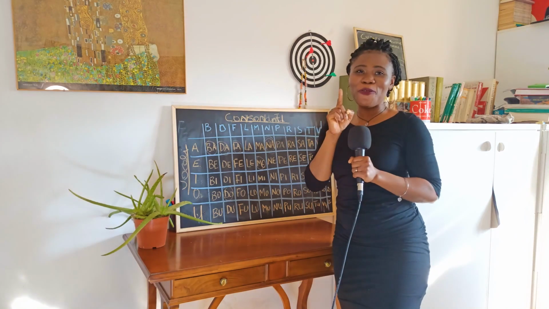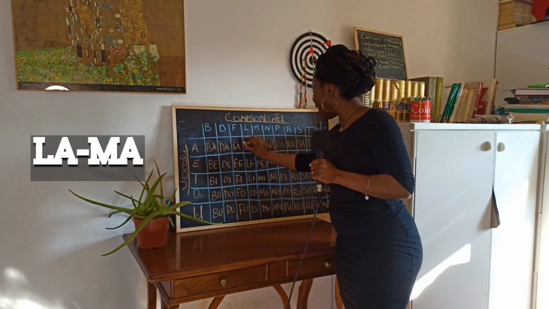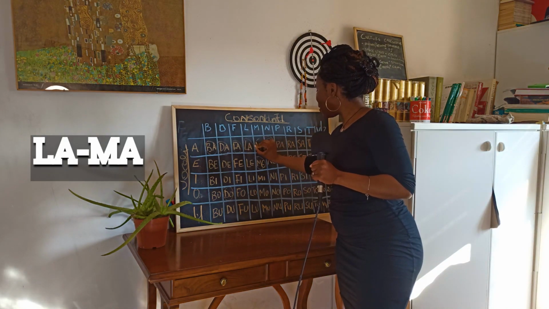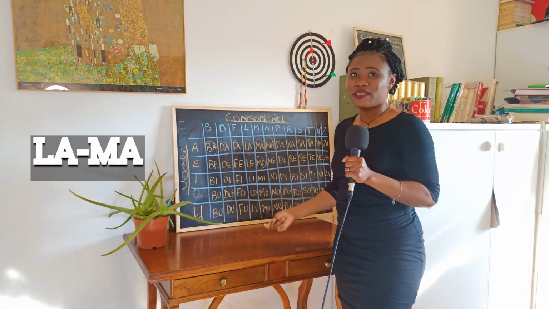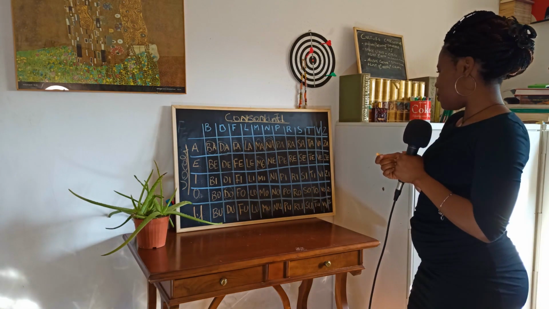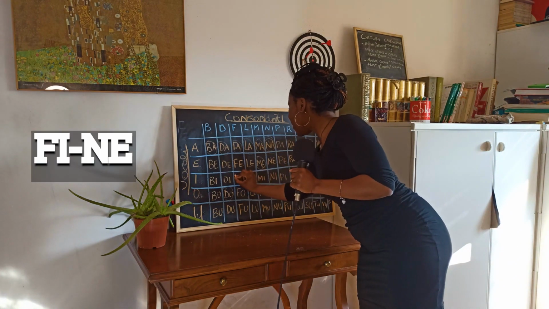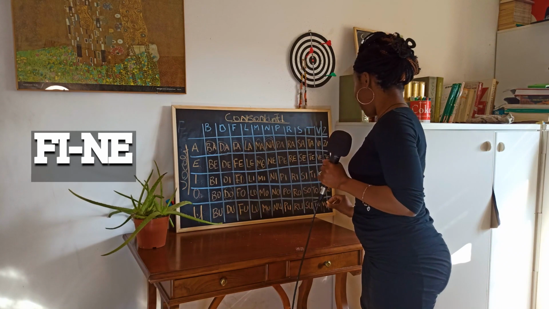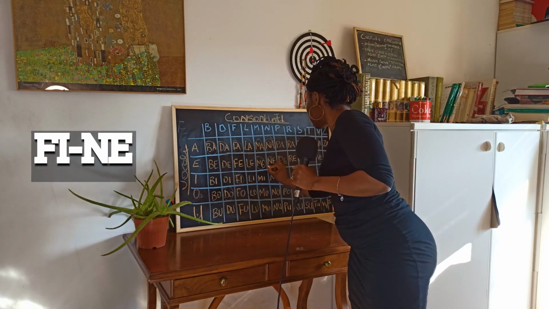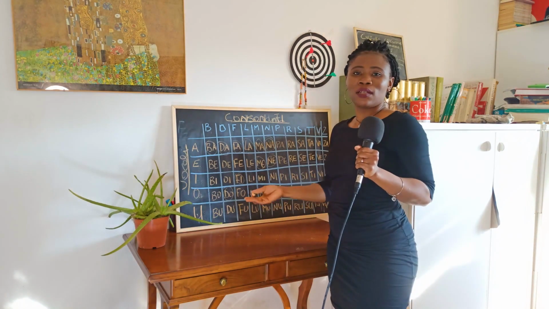Okay. Another one we will circle. La, ma. What is lama? Razor blade. Then what else will we circle now? We will circle fi, ne. What is fine?